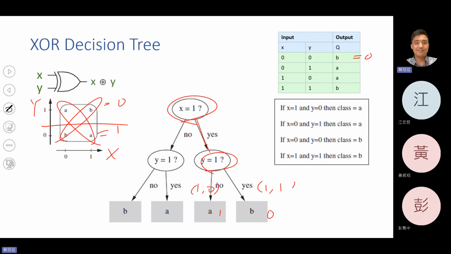So we can see the benefit: a decision tree can easily solve the XOR problem. That's why researchers preferred decision trees over deep learning before. Oh no, it's 0, 0, right? 0, 0, then 0; 0, 1, then 1. So a decision tree can easily learn the nonlinear problem. Good.